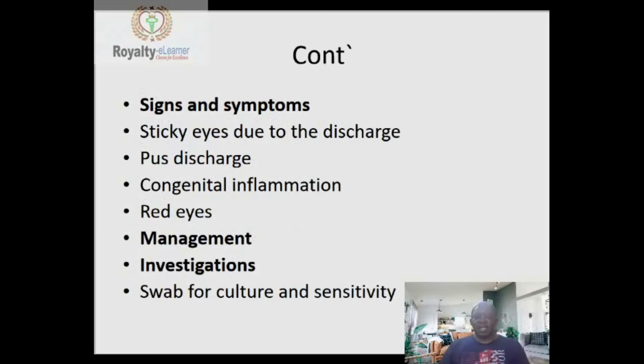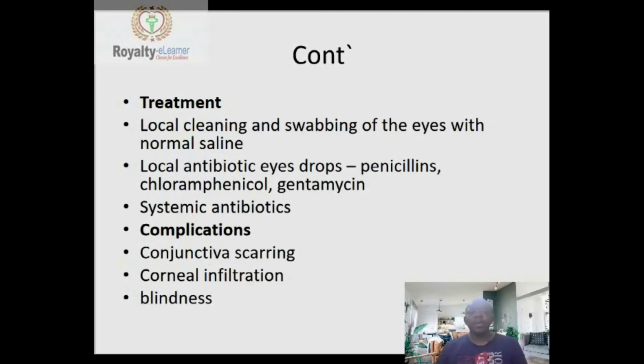What are the signs and symptoms? The baby is going to have sticky eyes due to the discharge, pus discharge, and congenital inflammation and red eyes. For the management, you do investigations to come up with a diagnosis by doing a swab for culture and sensitivity. Then the treatment will be according to the isolated organism.